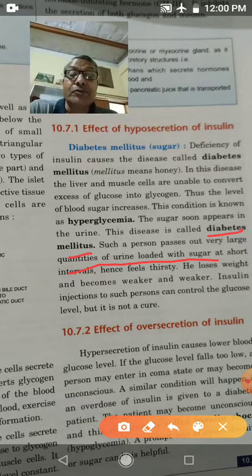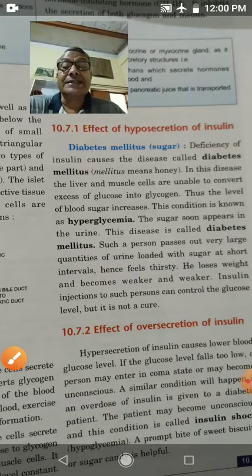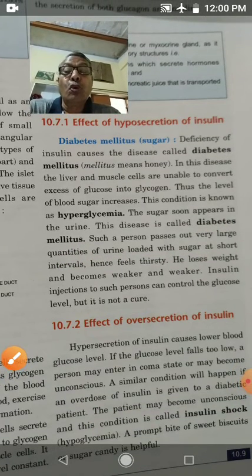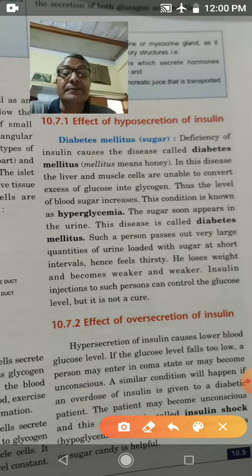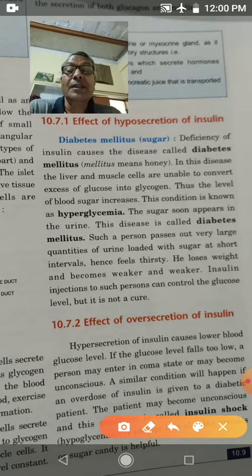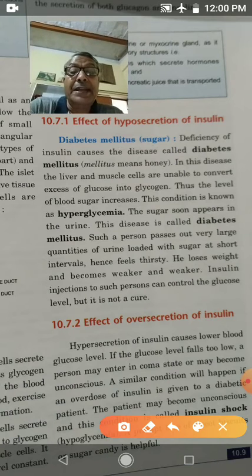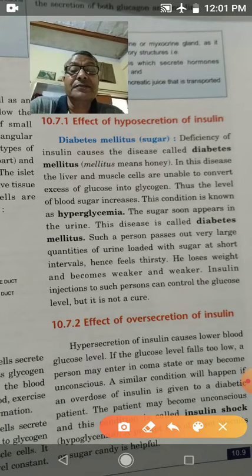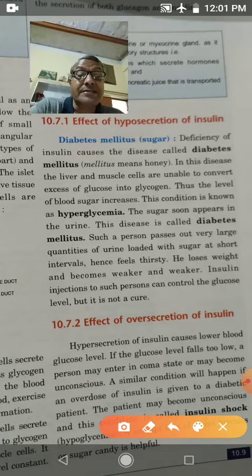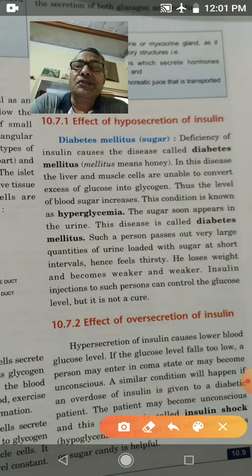Now children, you have to see the effect of over-secretion of insulin. If there is over-secretion or hypersecretion of insulin, then the blood level of glucose decreases. So glucose level falls, and when it becomes too low, the person may enter into a coma, and the person may become unconscious.